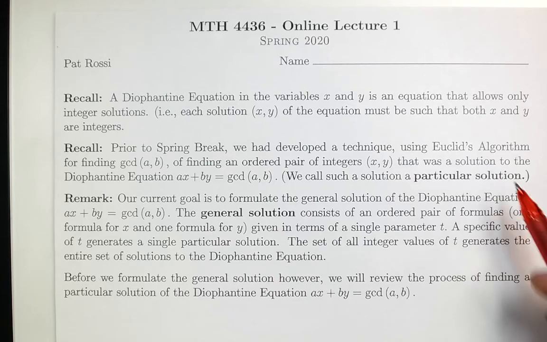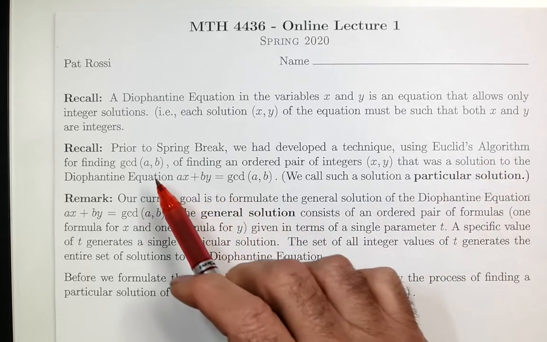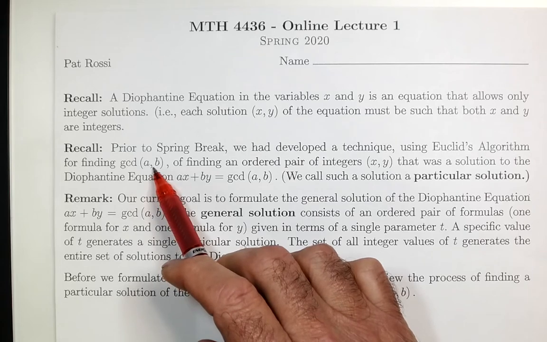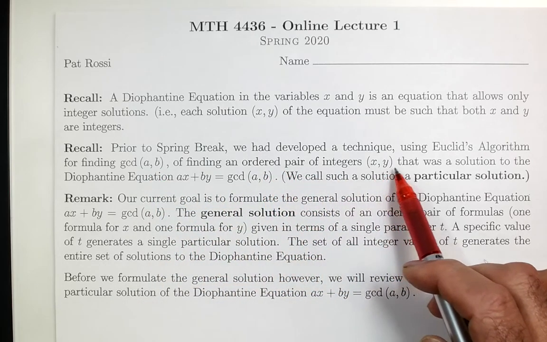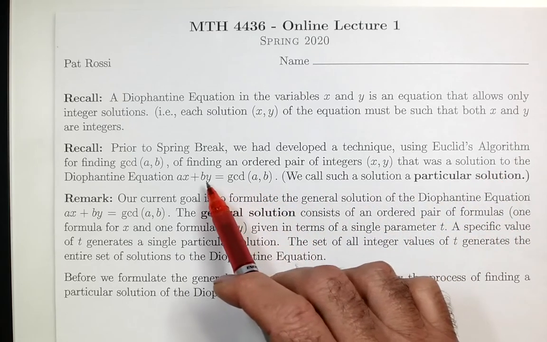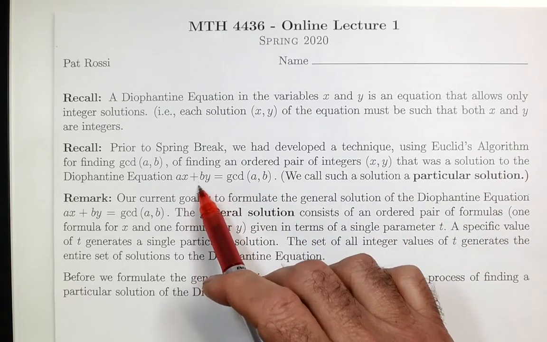And again, we're going to use Euclid's algorithm for finding the greatest common divisor of a and b in order to find a pair of integers x, y that's a particular solution to this Diophantine equation.